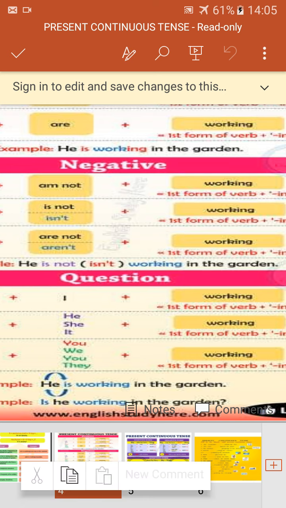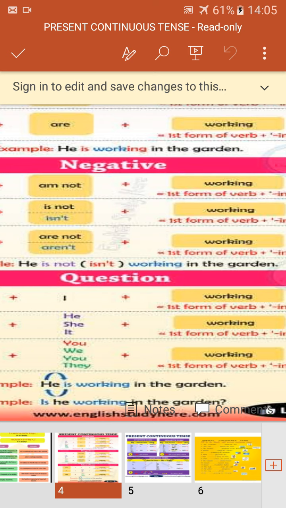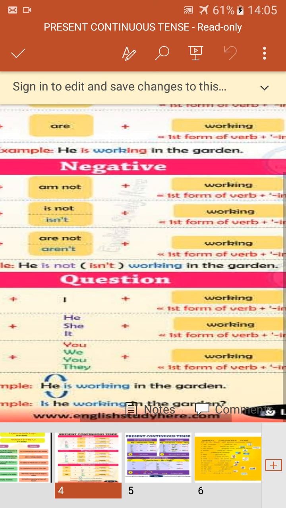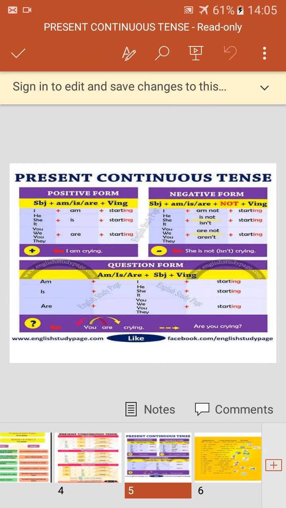And then next I move to the present continuous positive and negative forms. In the case of the positive form, again the charts have been given. I am starting, he is starting, you are starting. So that is the way. Negative form: I am not working, you are not working, she is not working.